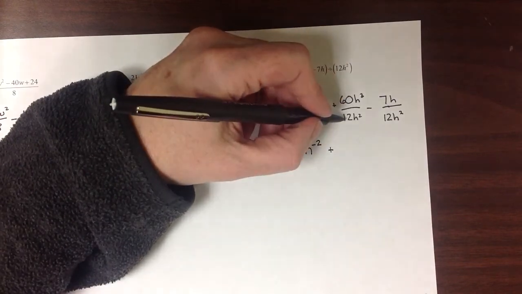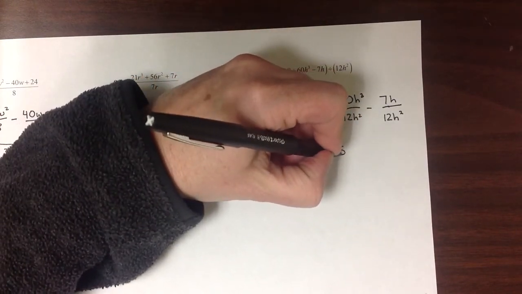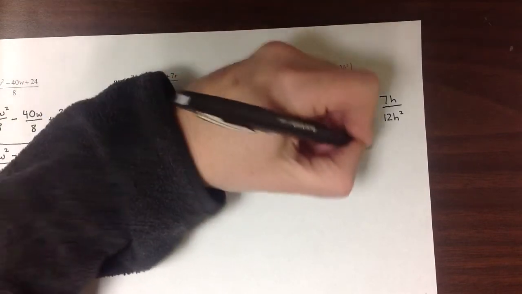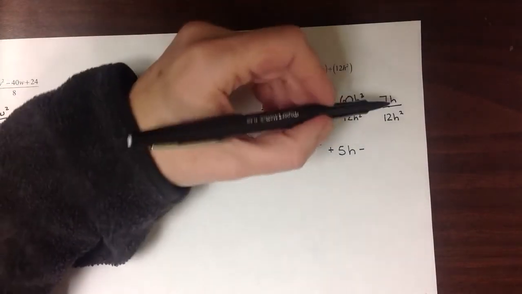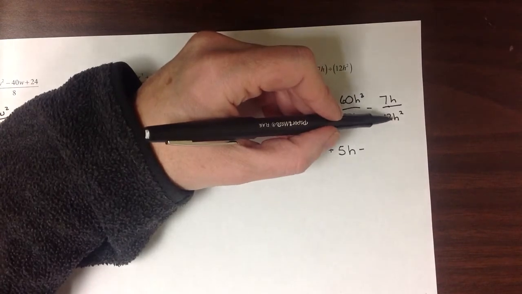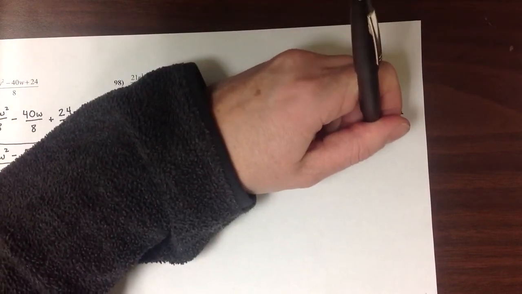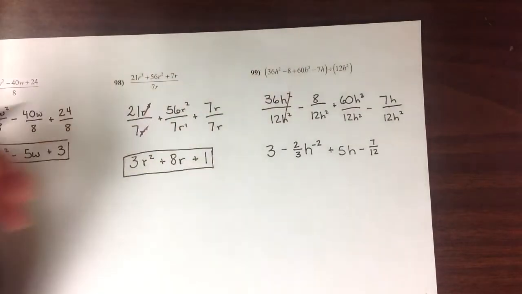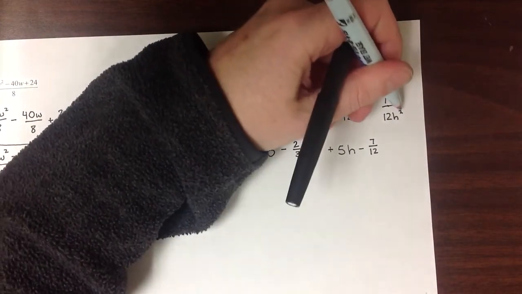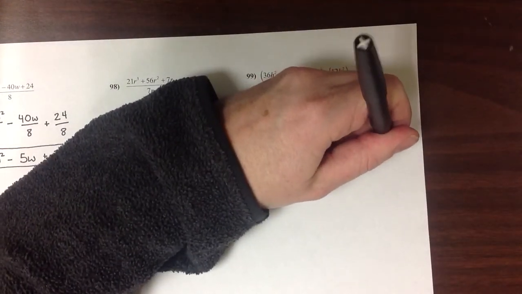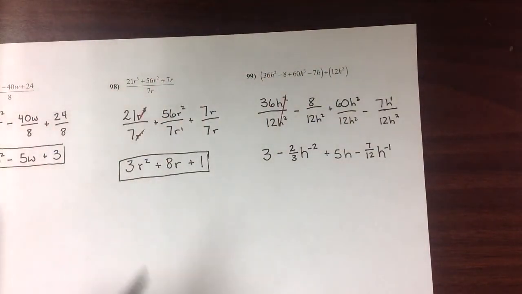60h cubed divided by 12h squared will give me 5h. And 7h divided by 12h squared, the fraction part won't reduce, so it's going to stay a 7/12. And h to the first minus h to the second is going to leave me with an h to the negative 1.